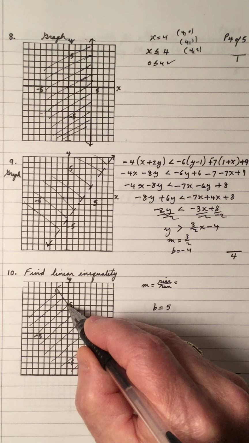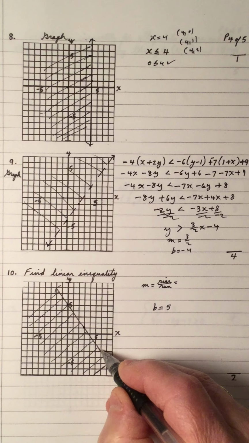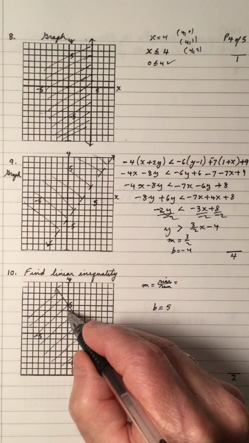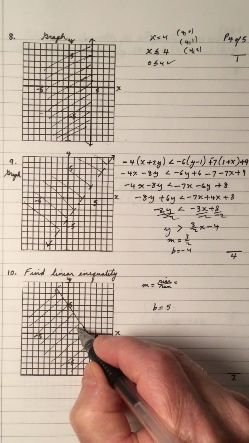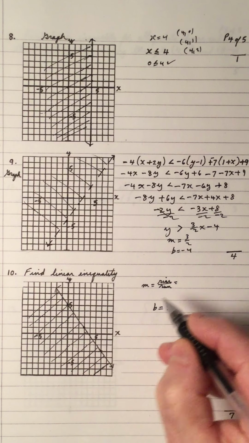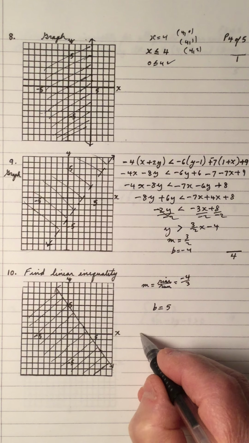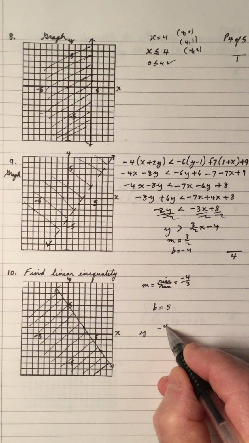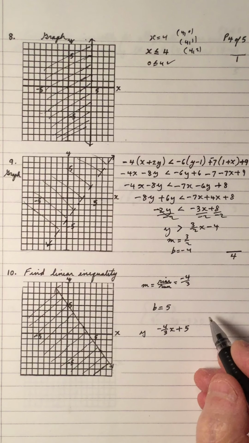So we go from this point down to another good point. There's a good point, and there's another good point. We'll go from this point to this point. We'll go 1, 2, 3, 4, and 1, 2, 3. So I'm going down 4, which is a minus, going right is a plus. So it's a negative 4 over 3 for the slope. That means the inequality is y equals negative 4 over 3 x plus 5.